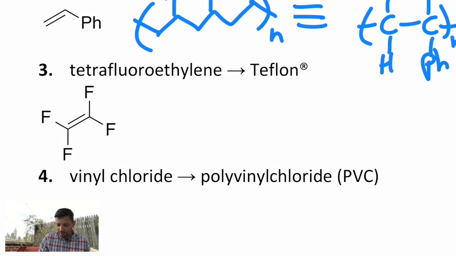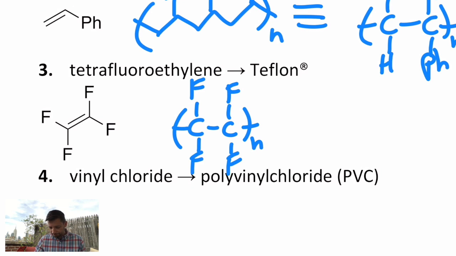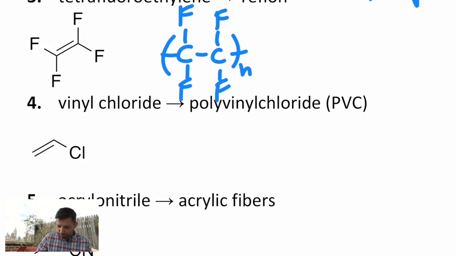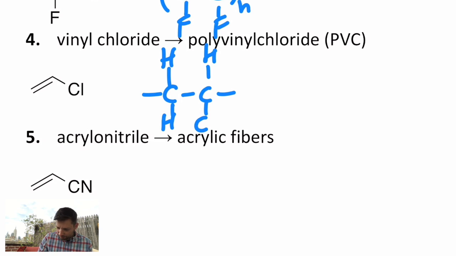Teflon is made out of tetrafluoroethylene. In fact, it's polytetrafluoroethylene. It's just like polyethylene, but every single carbon has 2 fluorine atoms instead of hydrogens. This is what we use for non-stick cookware. Vinyl chloride polymerizes to become polyvinyl chloride. So I have a repeating CH2 and a CHCl.